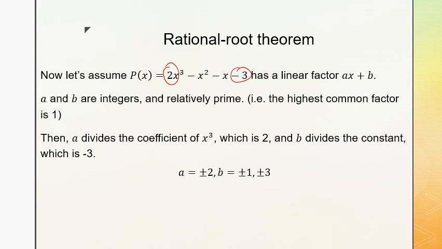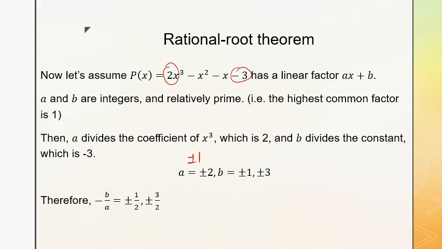a could be equal to plus or minus 2, b could be equal to plus or minus 1, or plus or minus 3. You may wonder why a cannot be equal to plus or minus 1, and we will see that later. So now we want to find the value of negative b over a. This will give you plus or minus a half, or plus or minus 1.5.